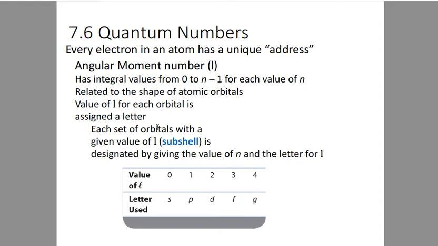The second number would be the L value, this angular momentum. And it can be anything from 0 to 4, okay? Those are the values associated with it. And what we do is we associate it with what orbital. So a 0 would be an S, a 1 would be a P, a 2 would be a D, a 3 would be an F, and we're not really going to experience this, but technically 4 would be a G.